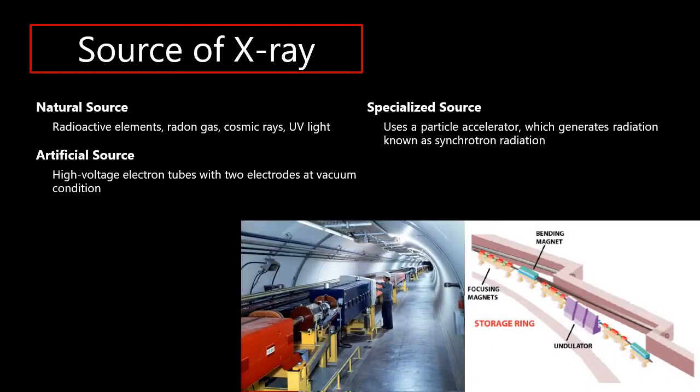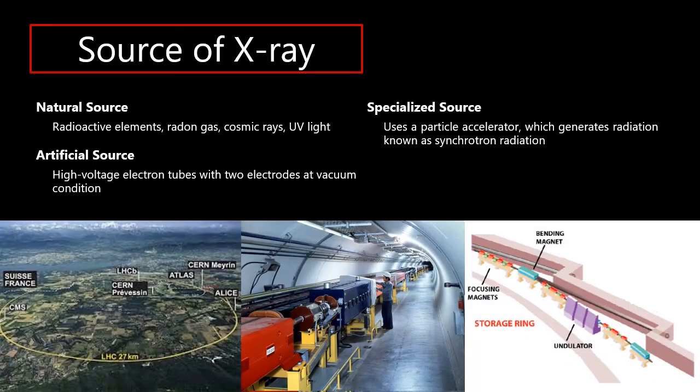There are three main classifications of X-ray sources: the natural source, the artificial source, and the specialized source. Natural sources are naturally produced by radioactive elements such as radon gas, cosmic rays, and UV light. Artificial sources are produced using high voltage electron tubes, while specialized sources use a particle accelerator generating synchrotron radiation.